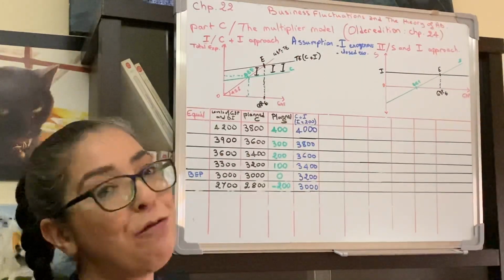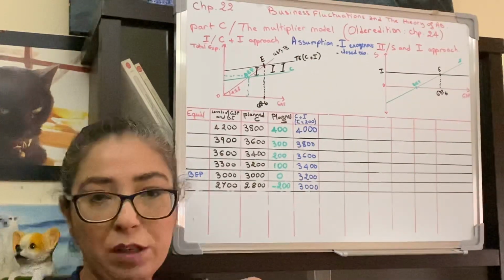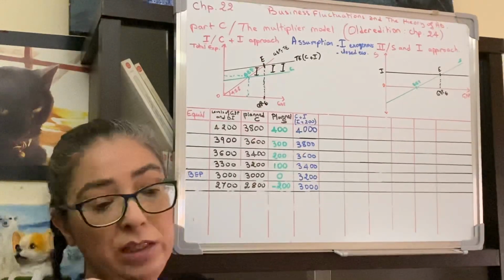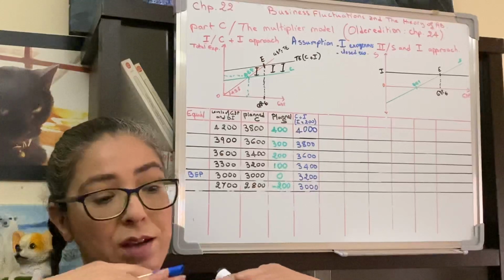So now I'm looking for the equilibrium where I'm spending exactly the amounts I'm producing, where it's an equilibrium.